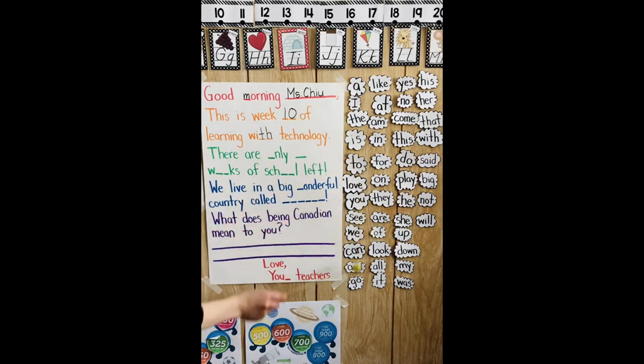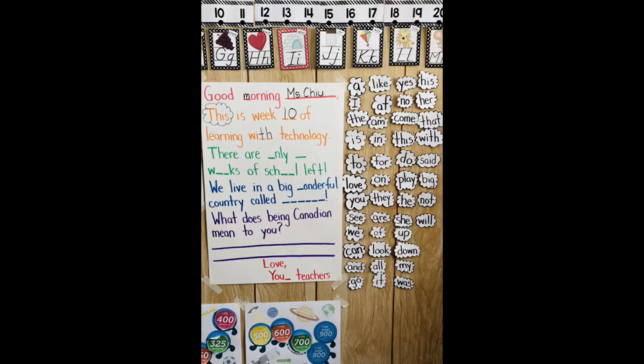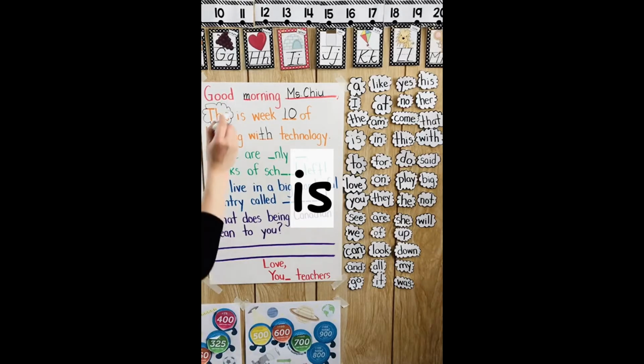Can you see any popcorn words hiding in the orange sentence? There's the word this. T-H-I-S is this. I'm going to catch it with my magic popcorn catcher and then pop the word this. If you don't have a popcorn catcher, you can just use your hand. Now, can you find the popcorn word is? I-S spells is. When you found it, go ahead and pop it. There it is, right next to this.